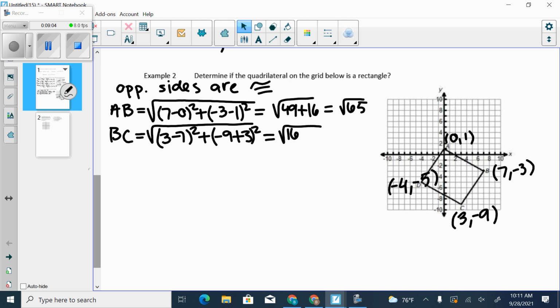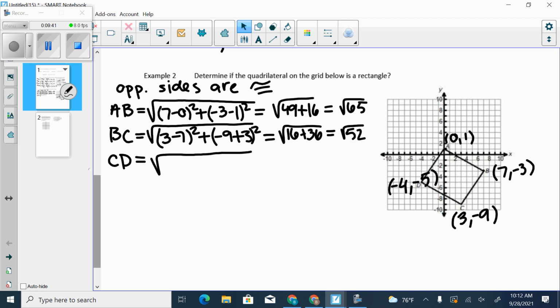Alright, and then negative 9 plus 3? Negative 6, and negative 6 squared is good. And what do we get when we add those? 52. Good. Okay. Alright, and now we're looking for side CD. So which side should CD be congruent? Or A. Yes, the AB side. Right, very good. Okay, so we're hoping that those are the same so that this can be a rectangle.